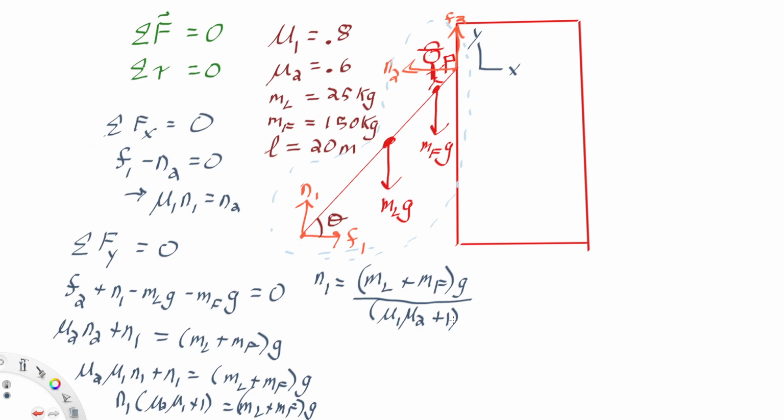Everyone with me here? Okay. So the mass of the ladder is 25, mass of the firefighter is 150. Where did the 1 come from? It came from factoring out an n1 from both of these terms. So when we factor out an n1 from the second term, we get a 1.